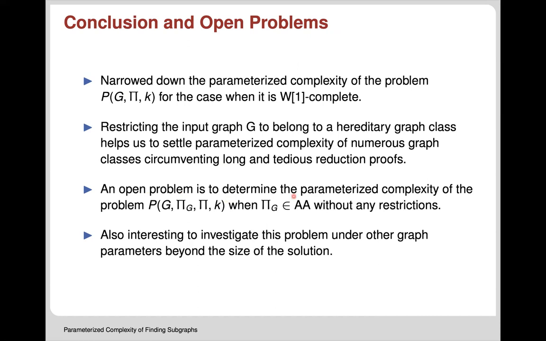One obvious open problem is to get the parameterized complexity of the problem when my input graph belongs to AA without any restriction. As we know, this is not possible because we have all kinds of results here. So maybe with fewer restrictions than what we have in our paper. And obviously this meta problem is also interesting to study under some other graph parameter. Okay, that's all. Thank you.